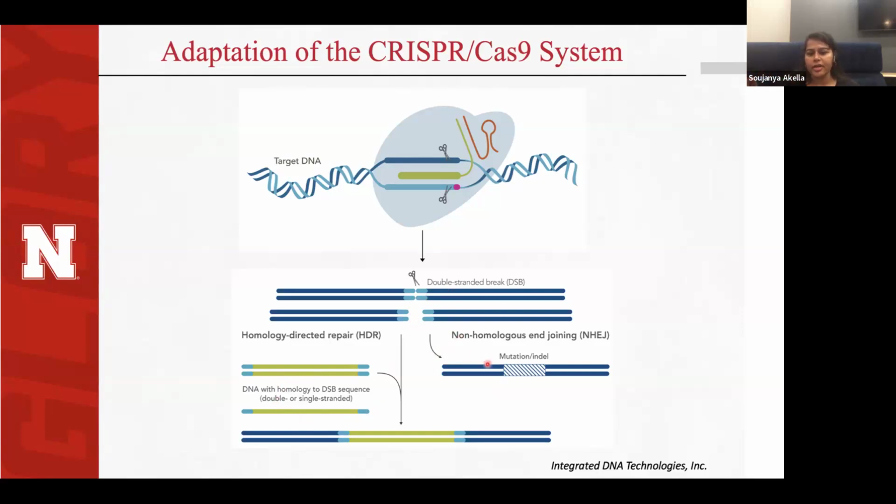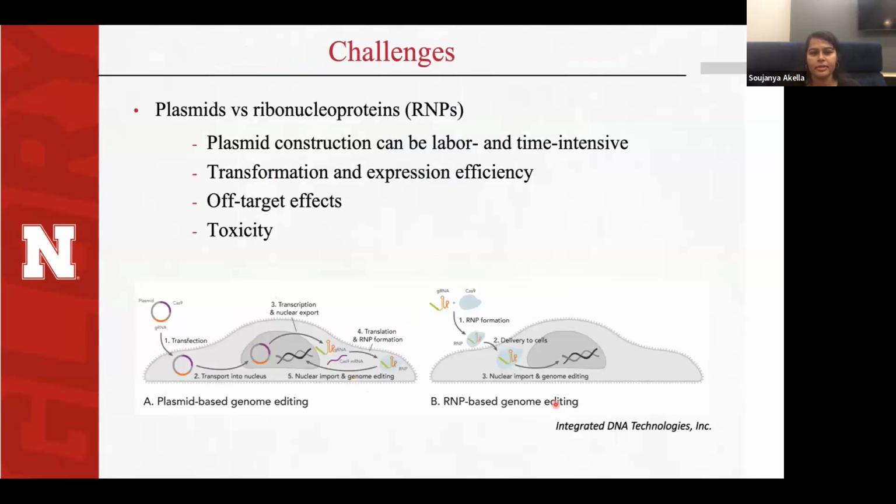Fixing in NHEJ can just be arbitrary. So you'll end up with this kind of repair a lot more often. That's why this is difficult. HDR is more difficult to achieve, right? Yeah. So anyway, I guess I'm still continuing with CRISPR.